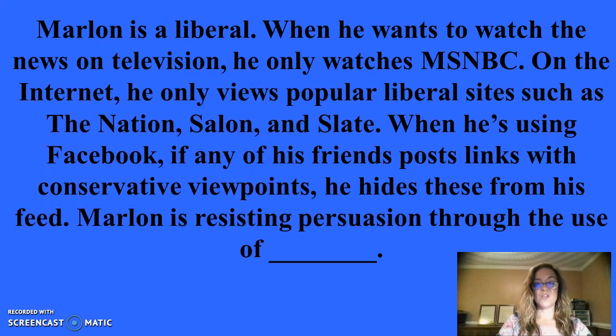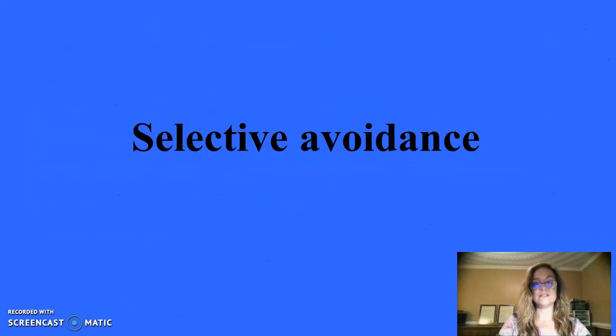Marlon is a liberal. When he wants to watch the news on television, he only watches MSNBC. On the internet, he only views popular liberal sites such as The Nation, Salon, and Slate. When he's using Facebook, if any of his friends post links with conservative viewpoints, he hides these from his feed. Marlon is resisting persuasion through the use of what is selective avoidance. This is a tendency to direct attention away from information that challenges existing attitudes. Such avoidance increases resistance to persuasion.